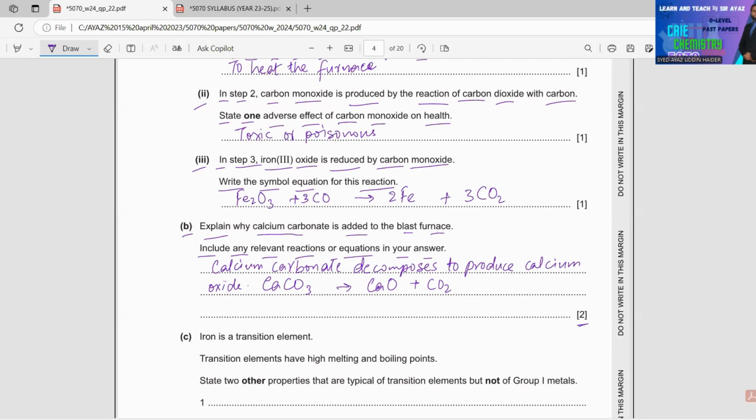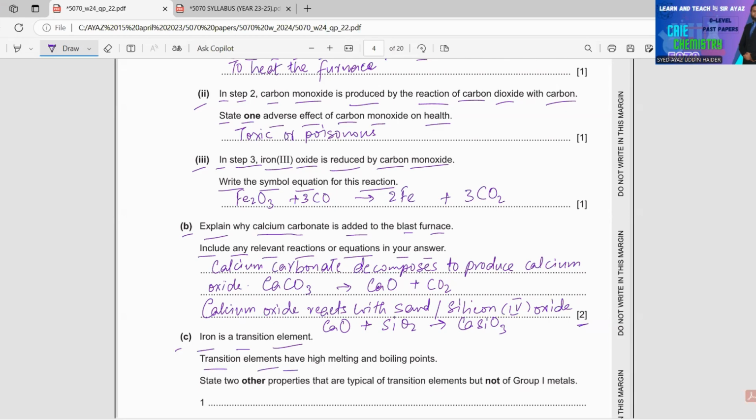And this calcium oxide, CaO, you can write reacts with impurities. You can mention the impurities, that is sand or silicon 4 oxide. Reacts with sand, silicon 4 oxide. Now write down the reaction equation, which is CaO plus SiO2 gives CaSiO3.